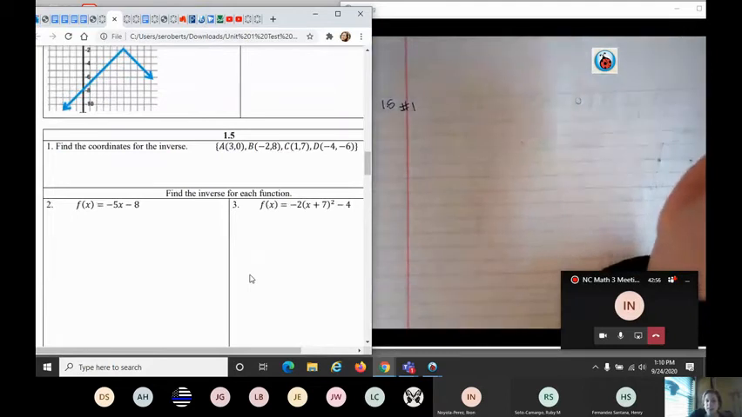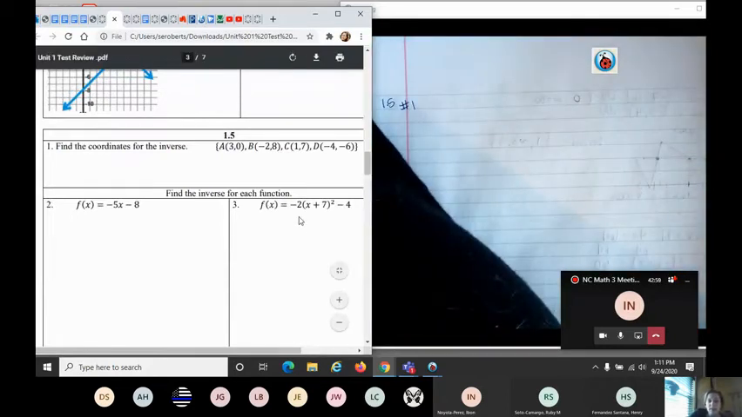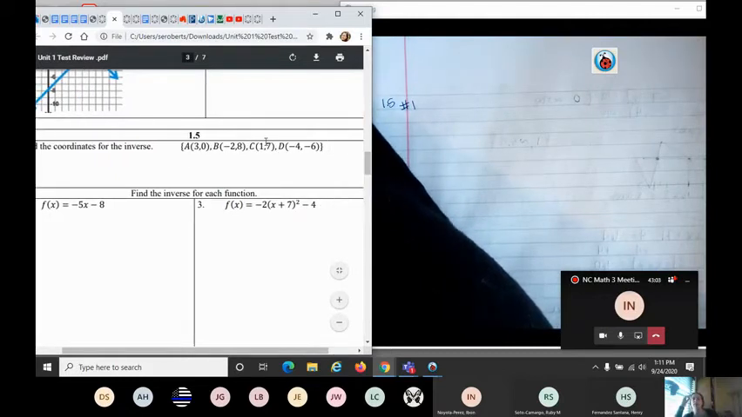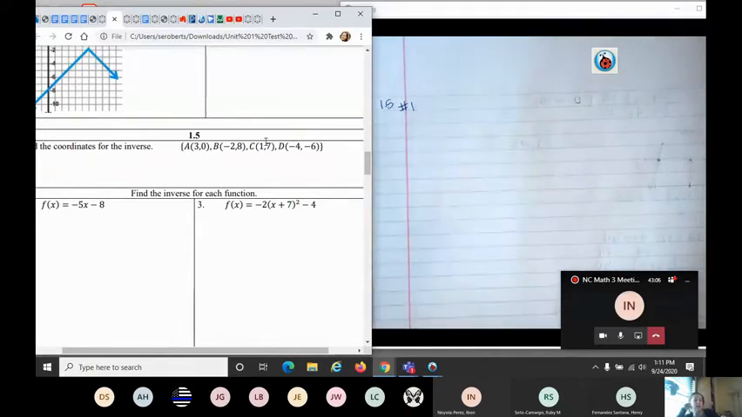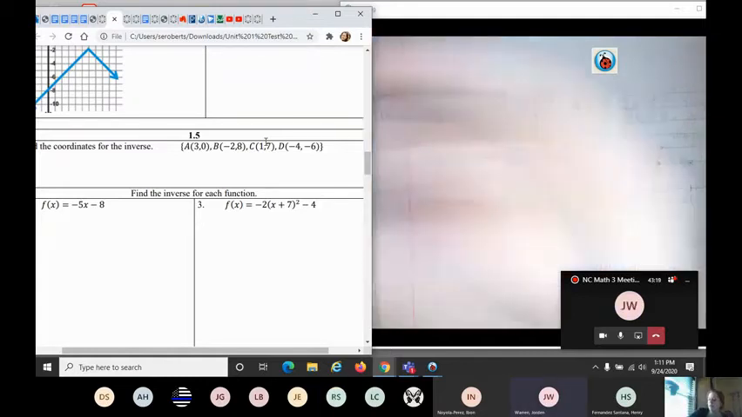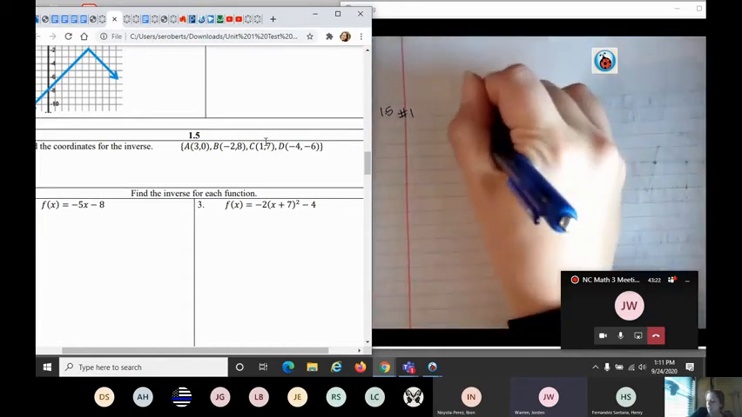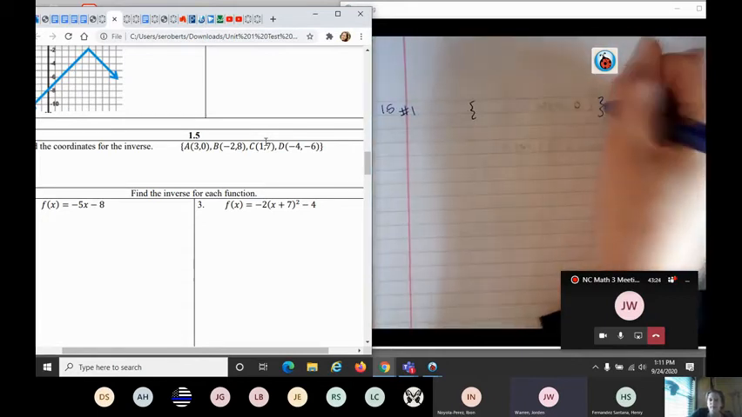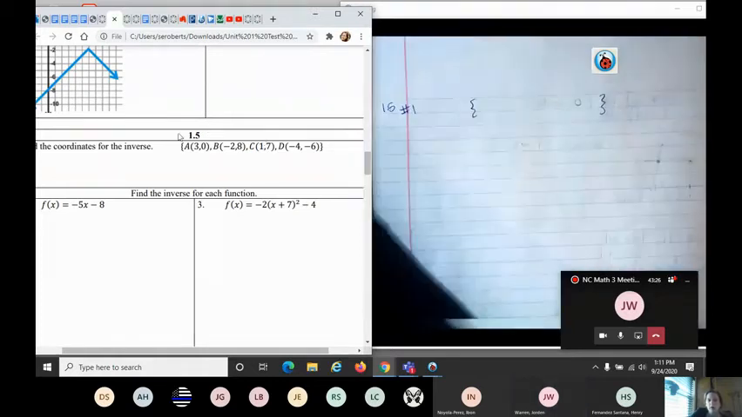It says find the coordinates of the inverse. It gives us a set of point values, and we need to find a set of point values for the inverse. So actually, Jordan, are you here now? Jordan Warren? Yes, I'm here. Can you help me figure out what values should be in my point set for my inverse function? Here are my original ones. How do I get the inverse points?